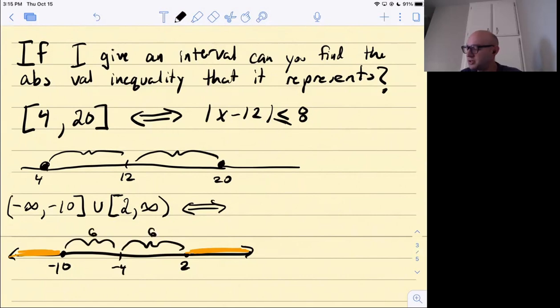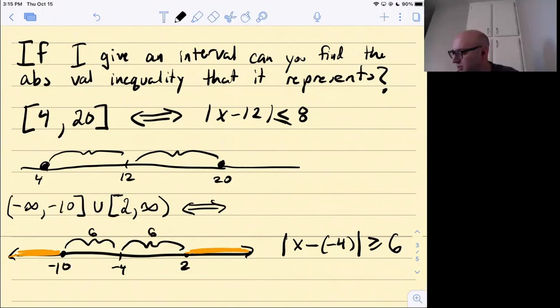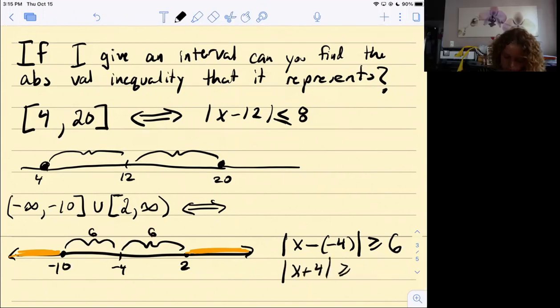So the final answer is going to be absolute value of x minus -4, the distance from -4, has to be greater than or equal to 6. And that would make sure that we stay away from that number -4, at least 6 feet away from -4, or social distancing. Okay. Could you also write it as a plus? Oh yeah, exactly. So to make it look neater, you would write the absolute value of x plus 4 is greater than or equal to 6. Very good.